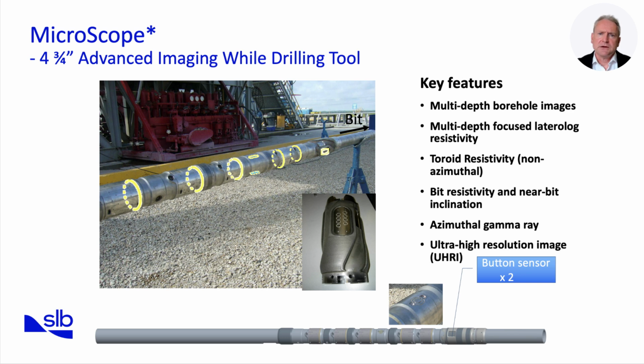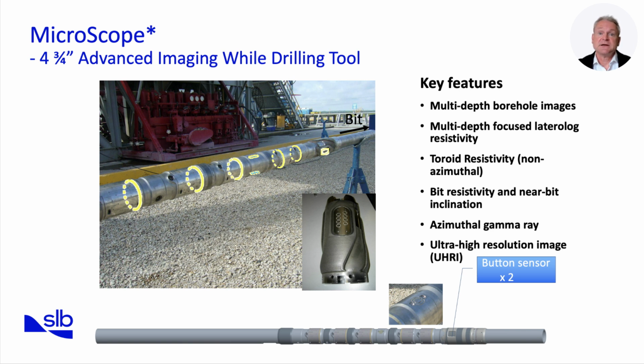The microscope tool is a 4 3/4 inch advanced imaging tool designed to deliver multiple types of measurements in real time. It provides multi-depth borehole images, meaning it can resolve formation features at several radial distances from the borehole. This is combined with multi-depth focused laterolog resistivity, giving a layered view of resistivity contrasts. The tool also includes toroid resistivity measurements, which are non-azimuthal but useful for providing background resistivity trends. Importantly, microscope measures bit resistivity and near bit inclination, giving direct feedback at the cutting face.